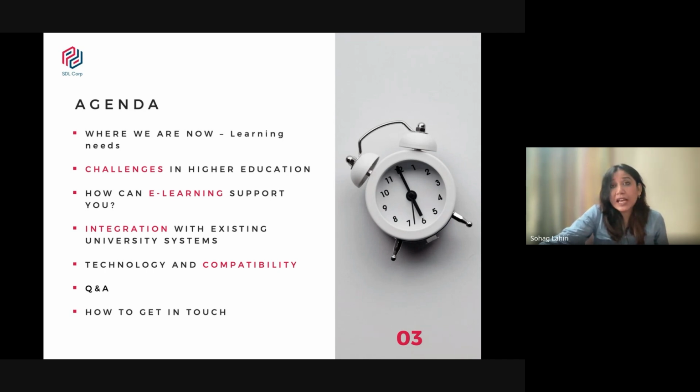Technology and compatibility: how we can make technology compatible with existing systems and with the existing teaching methodologies, because teaching has been around, and the teaching methods and strategies that you work with are there to stay. But since we live in a world which is digital, how best can we use digitalization to meet your needs and to ensure compatibility between what you have been teaching and technology on the other hand.